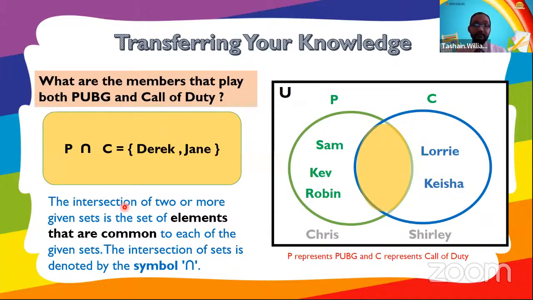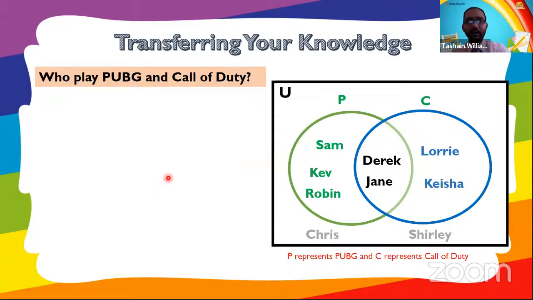And the intersection of sets is denoted by the symbol, that upside down U there. That N-looking intersection. Very good. So remember the name of this symbol, boys and girls. It's called intersection. All right.